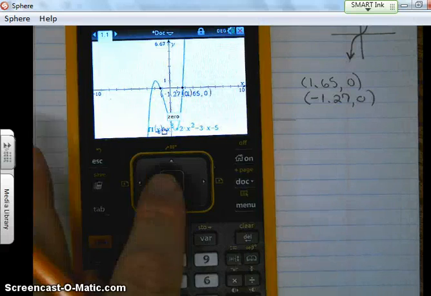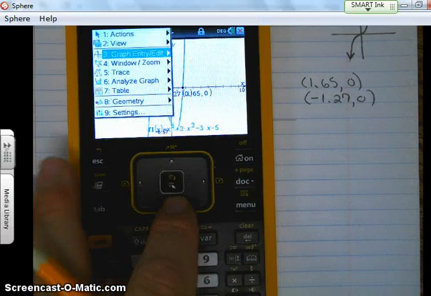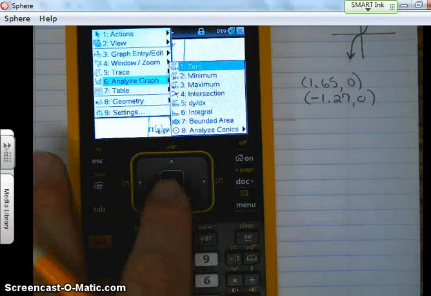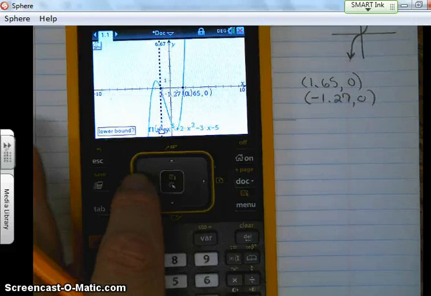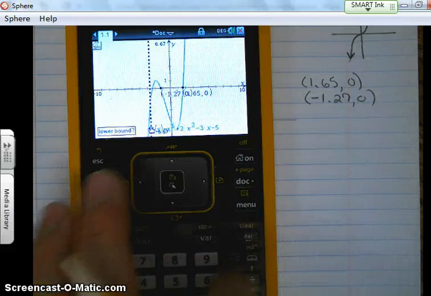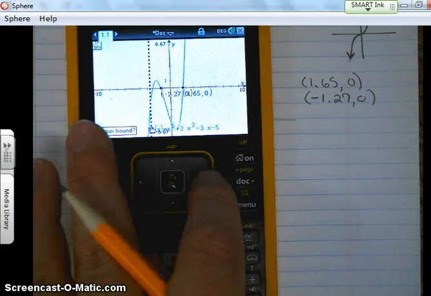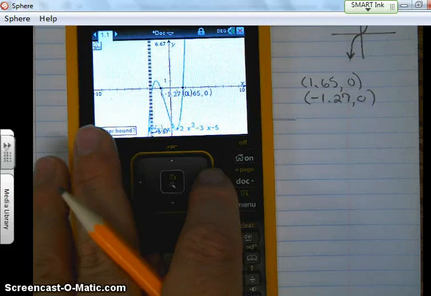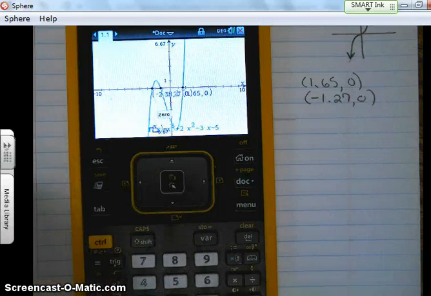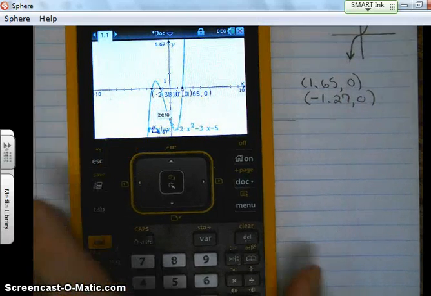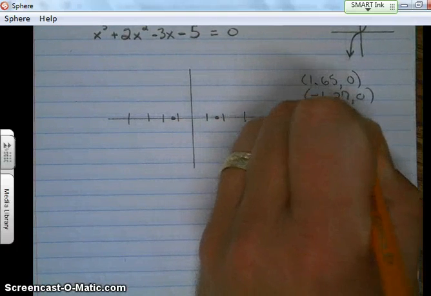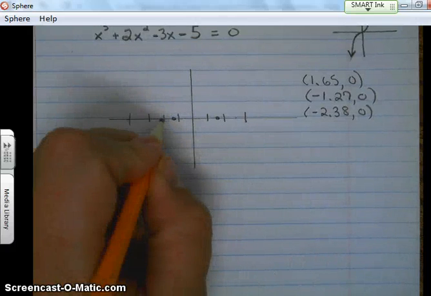And one more. Lower bound. And negative 2.38. Negative 2.38.